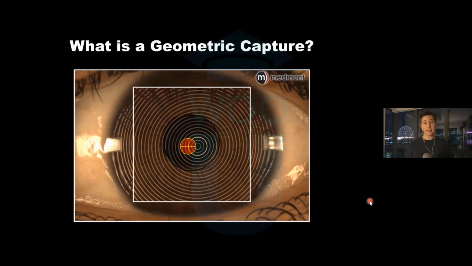Almost every patient has some angle alpha. Their fovea is temporally displaced, so it's a certain number of rings that they need to move over, but it could be different for every patient.